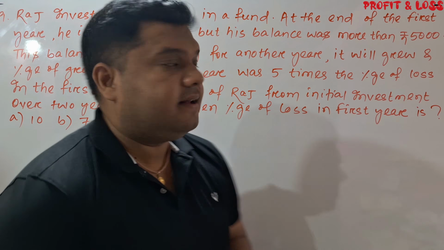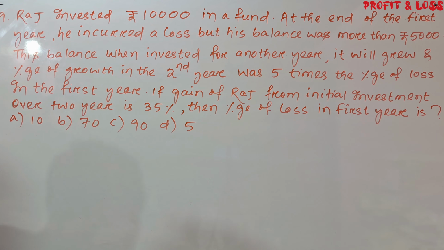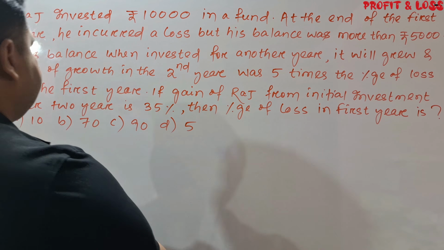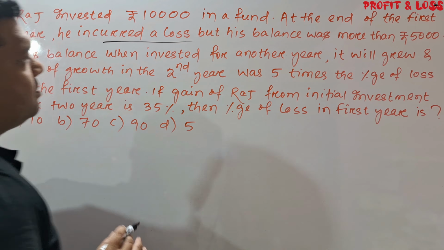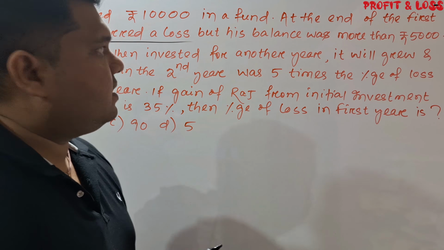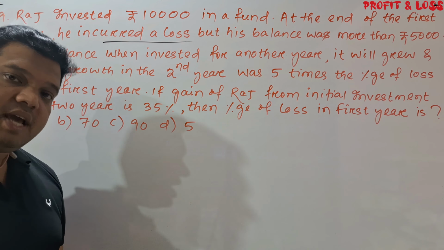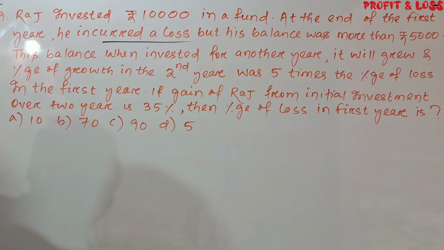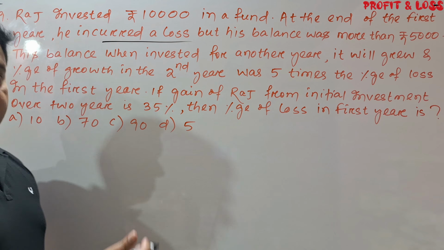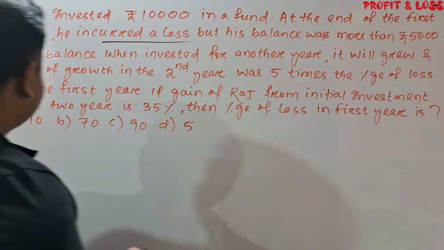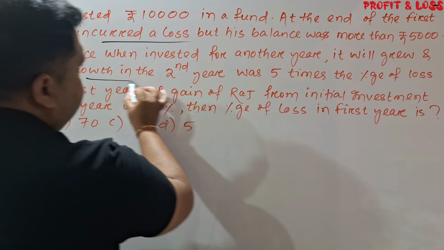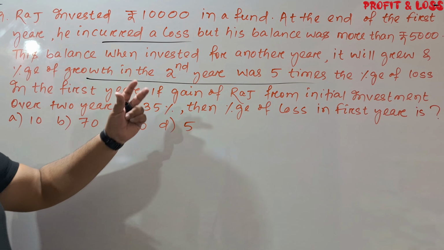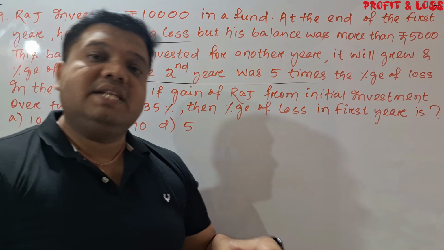Okay, question number 9. Raj invested rupees 10,000 in a fund. At the end of first year, he incurred a loss. In the first year, status is loss. But his balance was more than 5,000. Okay, he invested 10,000. First year he has loss, but balance remaining is more than 5,000. This balance, when invested for another year, means for second year, it will grow, and percentage of growth in the second year is 5 times the percentage of loss in the first year. If loss is x%, then gain is 5x%.